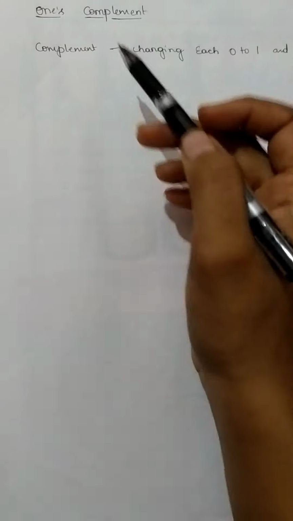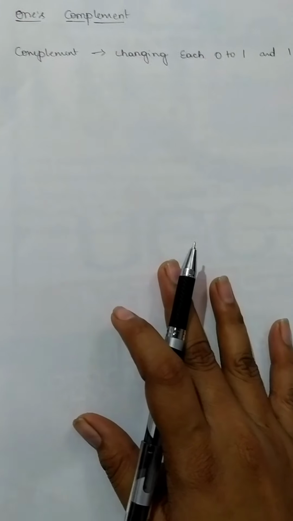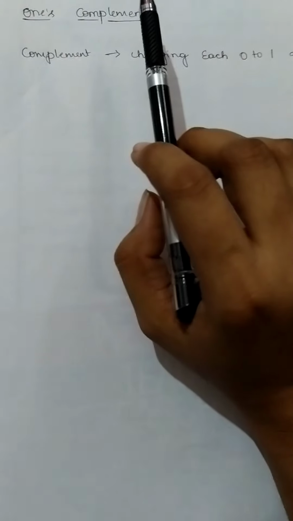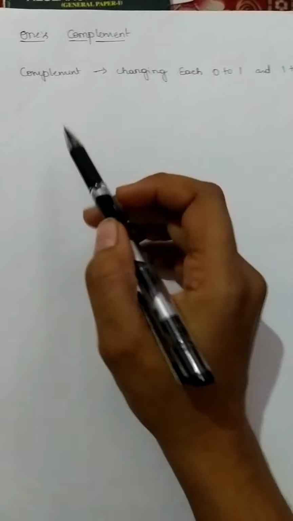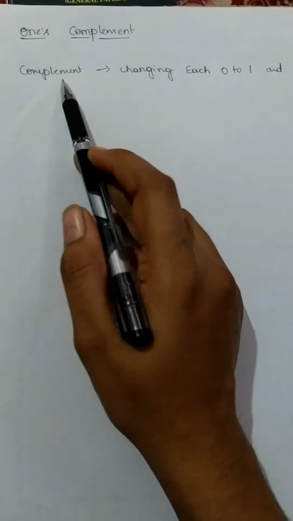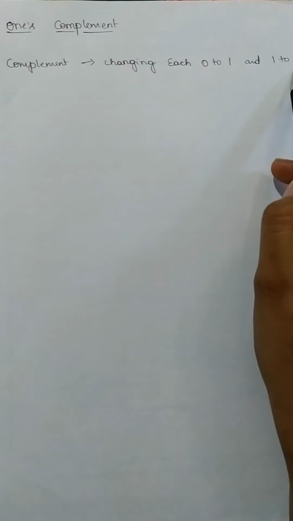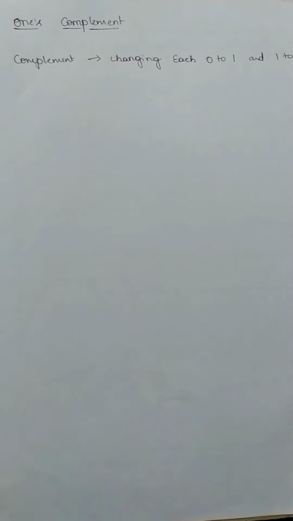Hello students, the second type of representation of signed integer is ones complement. What do you mean by complement here? Complement is nothing but changing each 0 to 1 and 1 to 0. That means we are complementing the given 0 to 1 and 1 to 0.